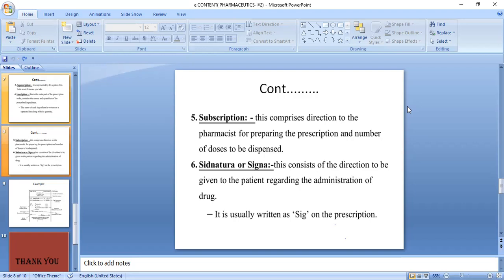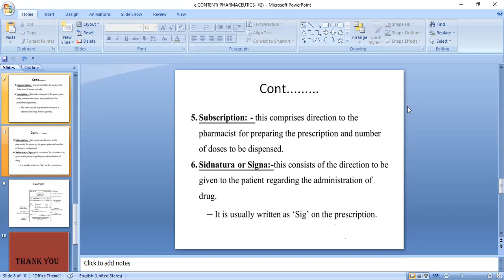If you are dealing with a prescription which is pre-compounded, the prescribers retain the doses. But if you are compounding the medication, you have to give information to the patient about how many doses you are dividing and how many doses you are giving to the patient for how many days. Understand? And the next one is the signature or signa.